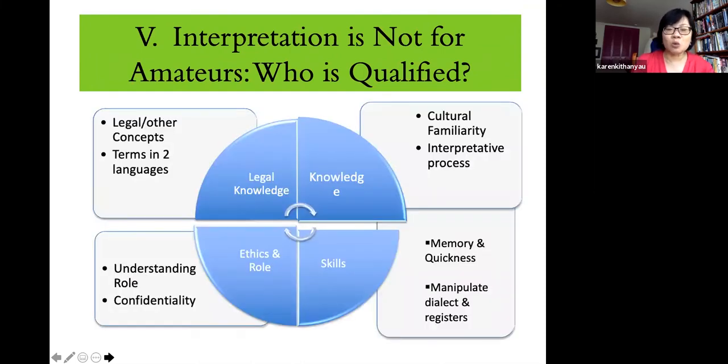Here's a visual representation. The interpreter must understand the legal concepts, must be fluent in two languages, must have cultural familiarity and understand the interpretive process, must have a good memory and be quick, right, to be able to manipulate and use the correct dialects and registers. A good interpreter would also understand her role and understand that she must keep the information confidential.